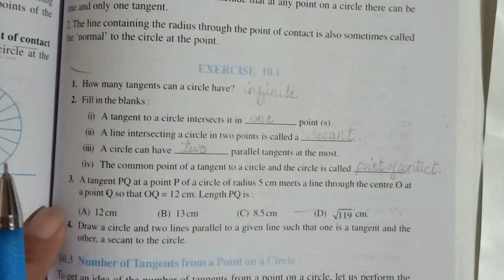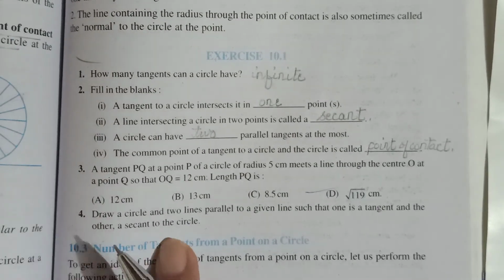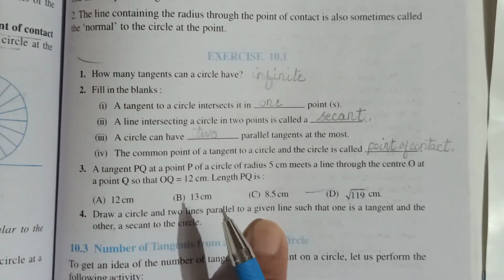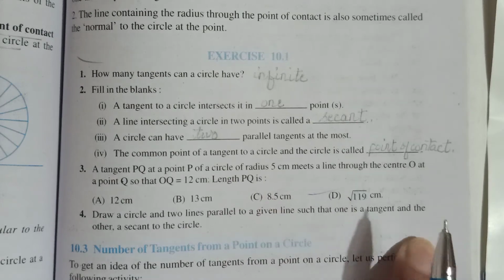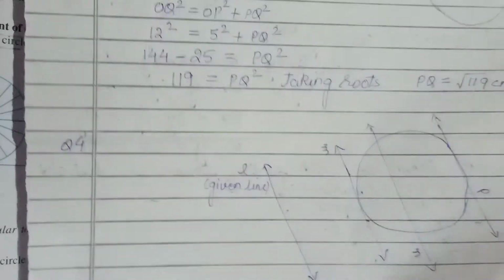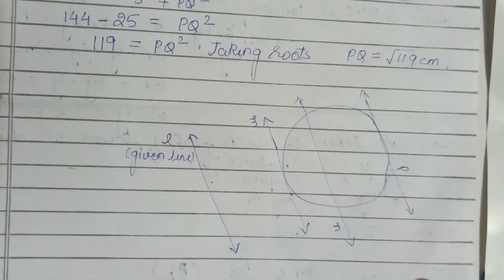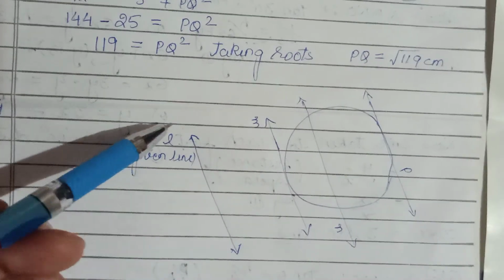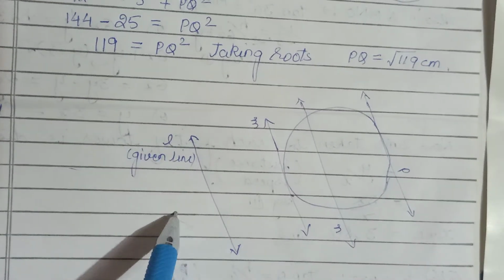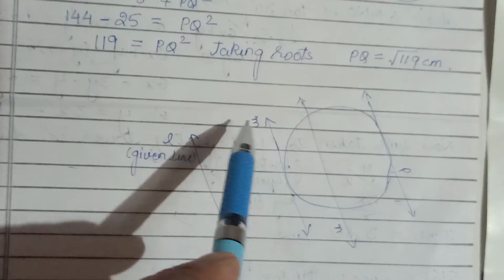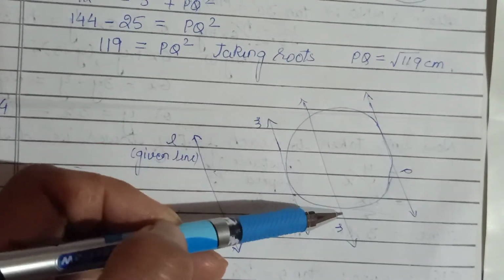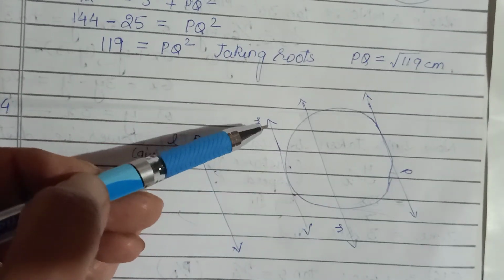Okay. Then next they are saying draw a circle and two lines parallel to a given line such that one is tangent and the other is secant. तो आप और figures बना सकते हो. मैंने एक बनाया है. This was a circle. I have considered this line. आप कहीं और भी ले सकते हो. उसके parallel एक tangent बना दो, एक secant बना दो. Secant is a line cutting at 2 points and tangent touches.